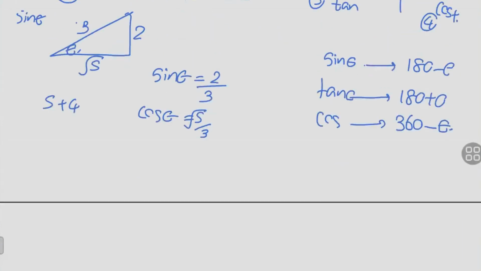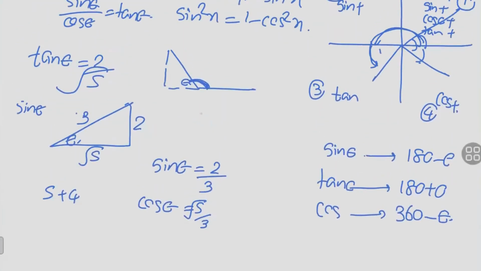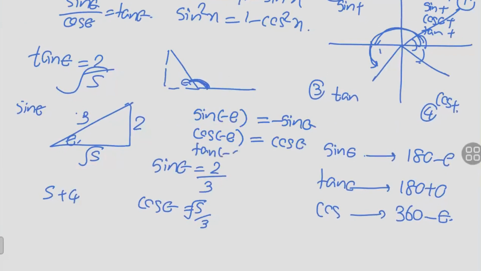Sin theta, cos theta, tan theta, and sin squared theta plus cos squared theta equal 1 only. They ask you to find it. Also, I forgot to tell you, keep it in mind: sin minus theta equals what always? Minus sin theta. Cos minus theta equals positive cos theta. Tan minus theta equals minus tan theta. This also, keep it in mind.